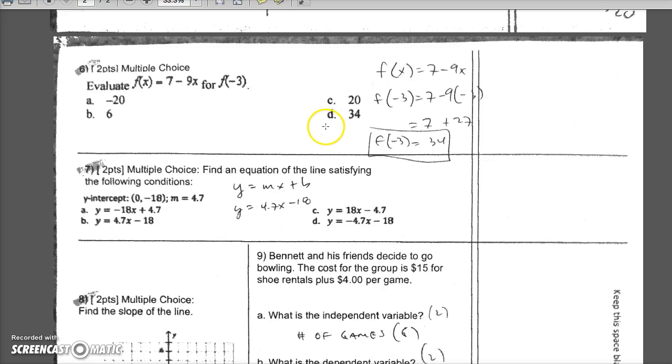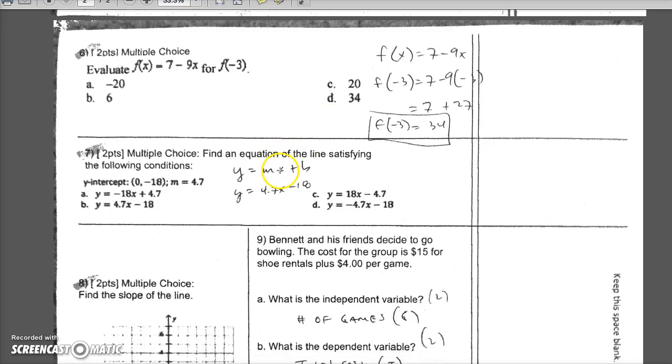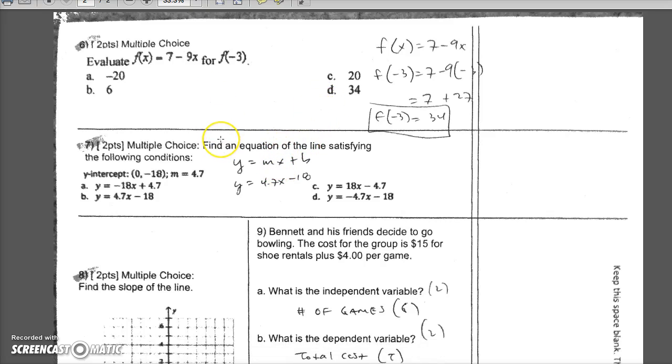Multiple choice are kind of hard to read on this black and white, so I'll just verbally tell you the answer. Find the equation of the line satisfying the following conditions. If your y-intercept is (0, -18), so your b value is -18, and your slope m is 4.7, so y equals 4.7x minus 18. I'm looking for a positive 4.7x and minus 18. That would be choice B.